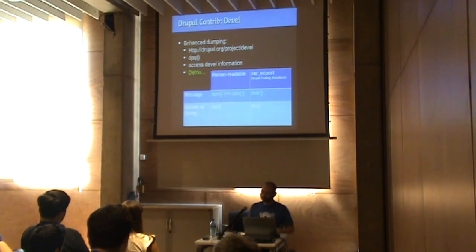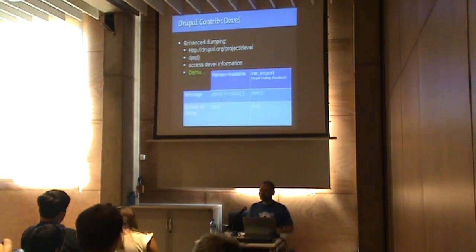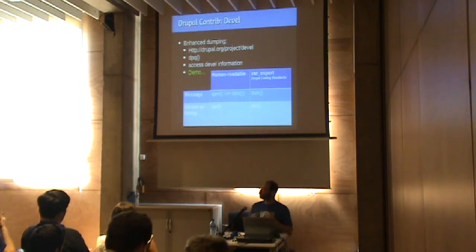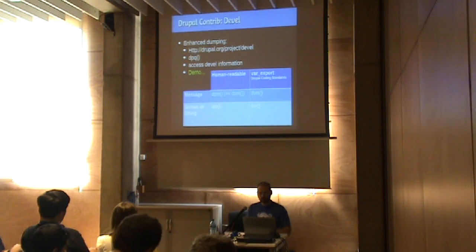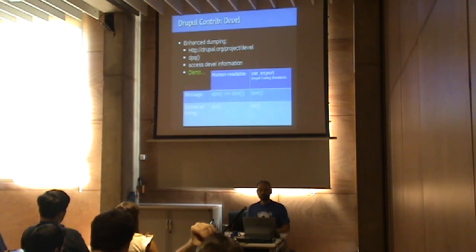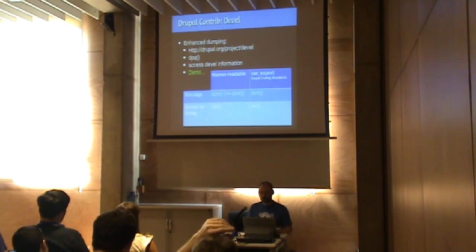And the nice thing with the V's is that they follow the Drupal coding standards. So instead of using var export where the indentation might be wrong, Devel nicely formats your code according to the coding standards. Okay, so DP is for human readable, DV is for code. And then the third character is either an M, which means print to my Drupal message array, or an R, which means just dump it straight to screen.